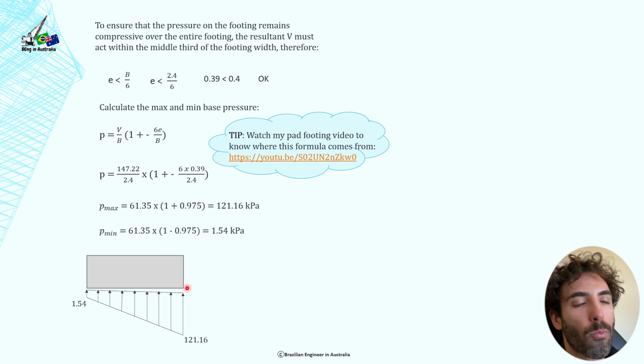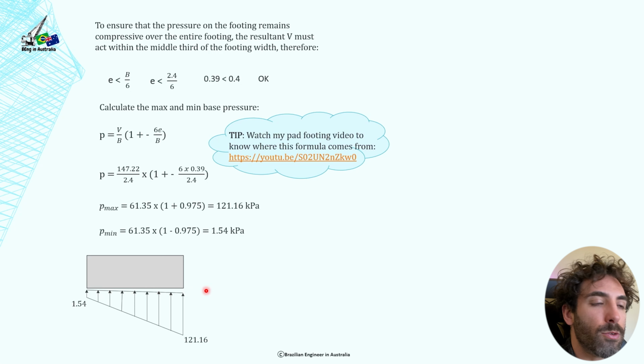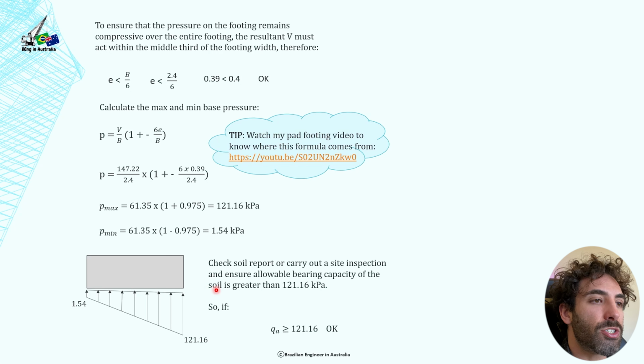So that means we've got compression over the entire footing, and we are utilizing the whole footing, which is good. Now what we're gonna do with this number, we're gonna check the soil report or carry out a site inspection and ensure that the allowable bearing capacity of the soil is greater than 121.16 kPa. So if QA is greater than 121.16 kPa, we are okay, the bearing capacity check passes.